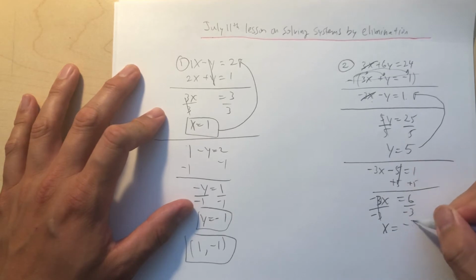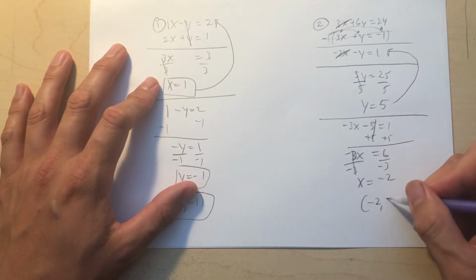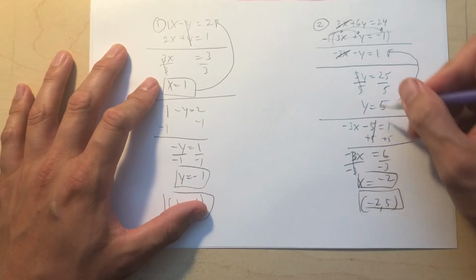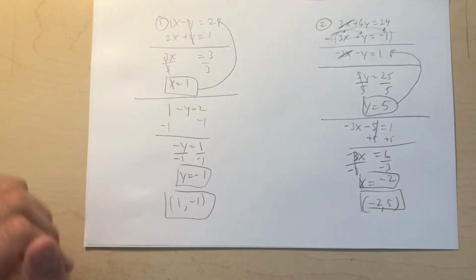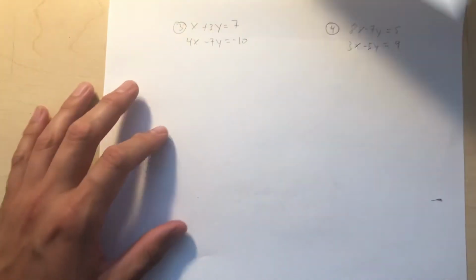X is equal to negative 2. So my final answer would be negative 2 and 5. Let me box these answers real fast. All right, so again, that's my final answer, okay? All right, let's go ahead and do our last part.